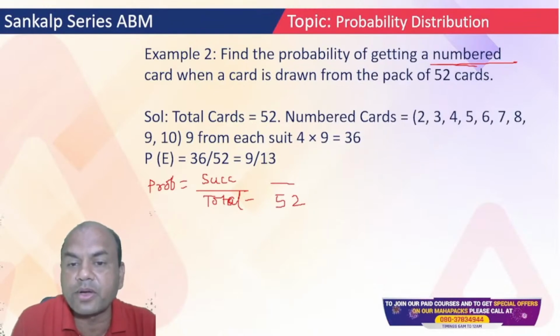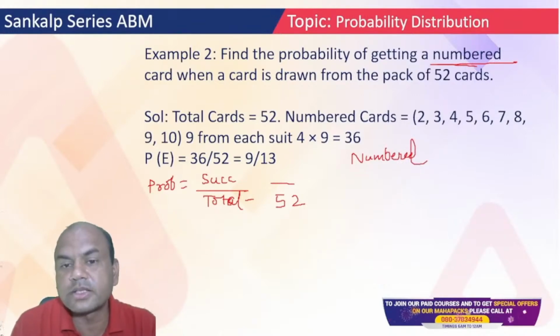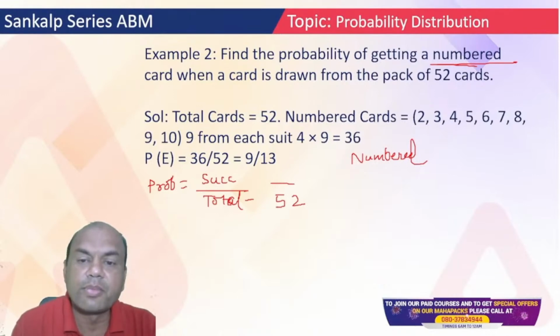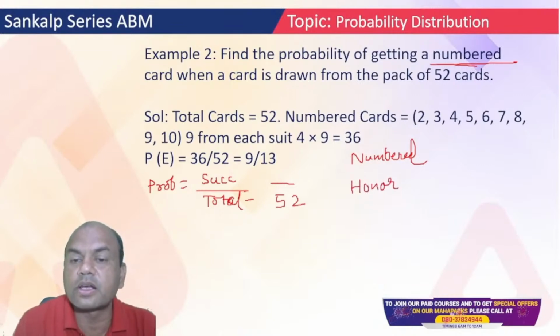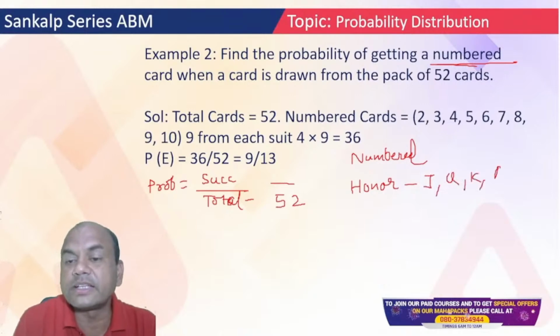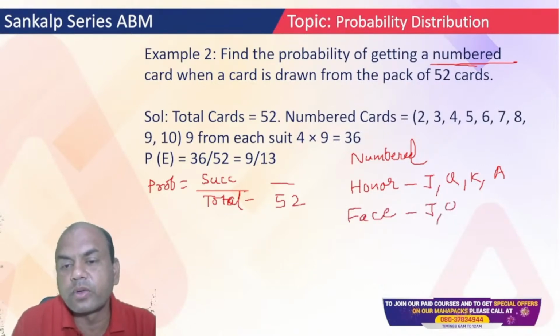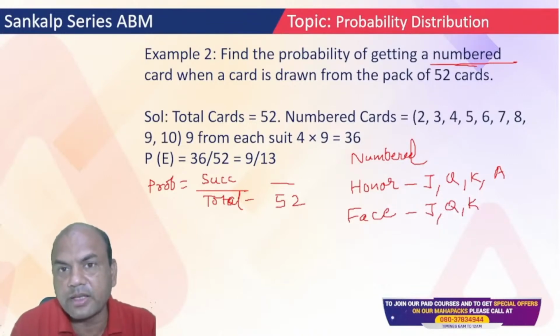Remember, there are 3 types of cards. One is numbered. Second one, anyone knows? Face card is there, but this is not the answer. Honor card is the answer. Honor card means jack, queen, king, and ace. And last one is face card. Face cards are 3, only jack, queen, and king. No ace is there. Ace means that Eka, we call it, right? Does it have a face?